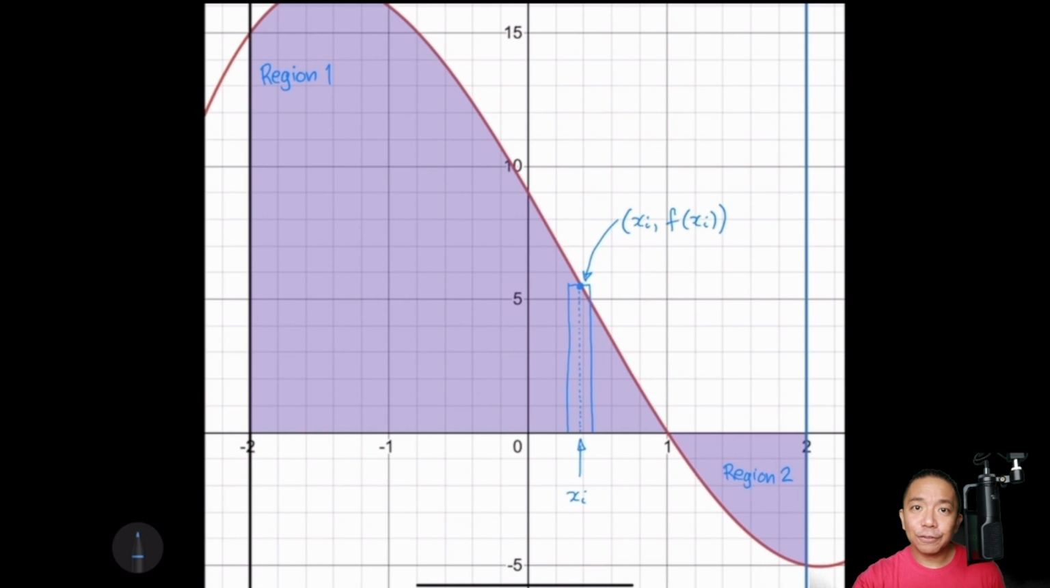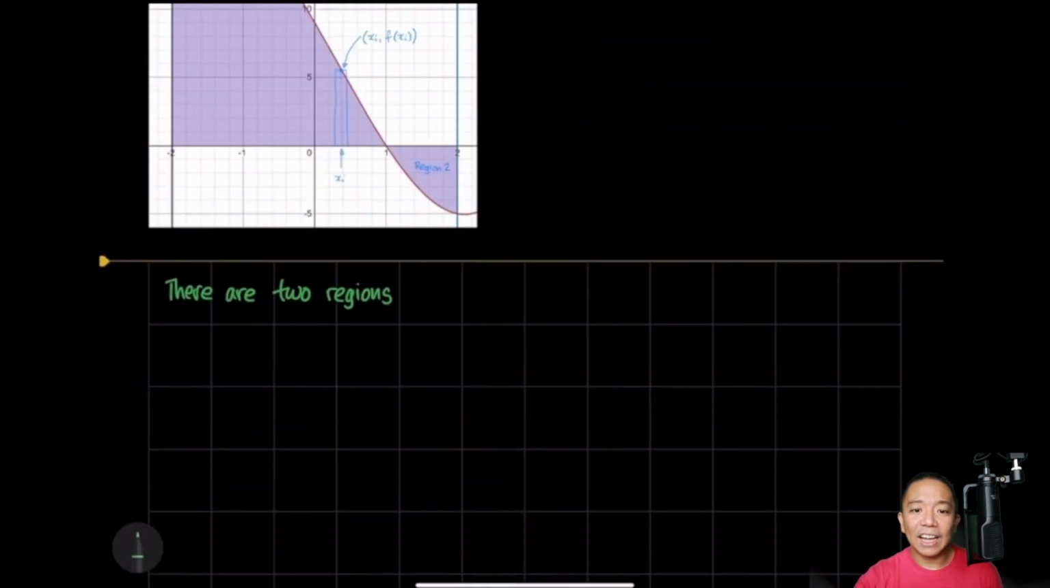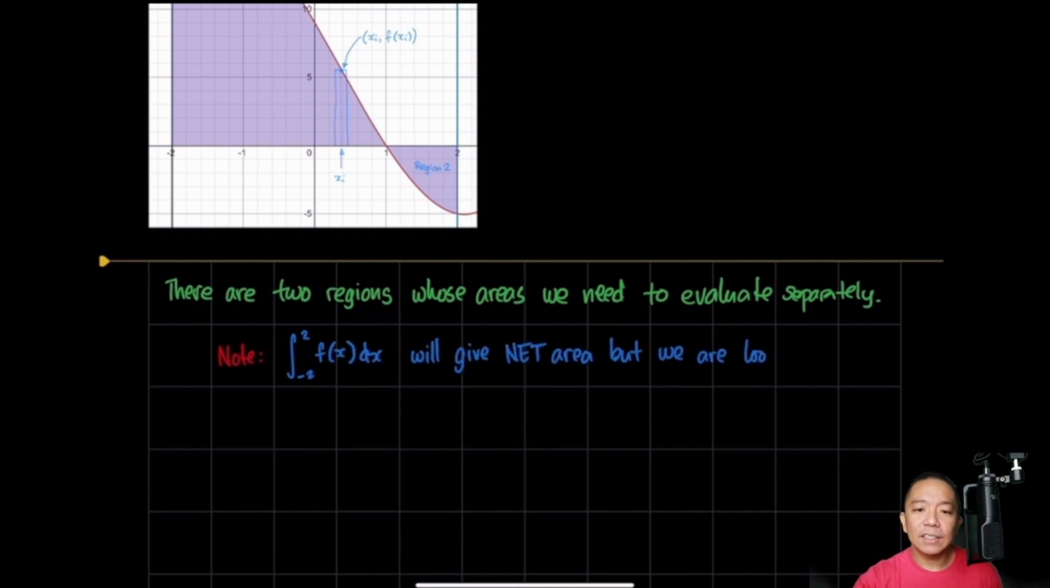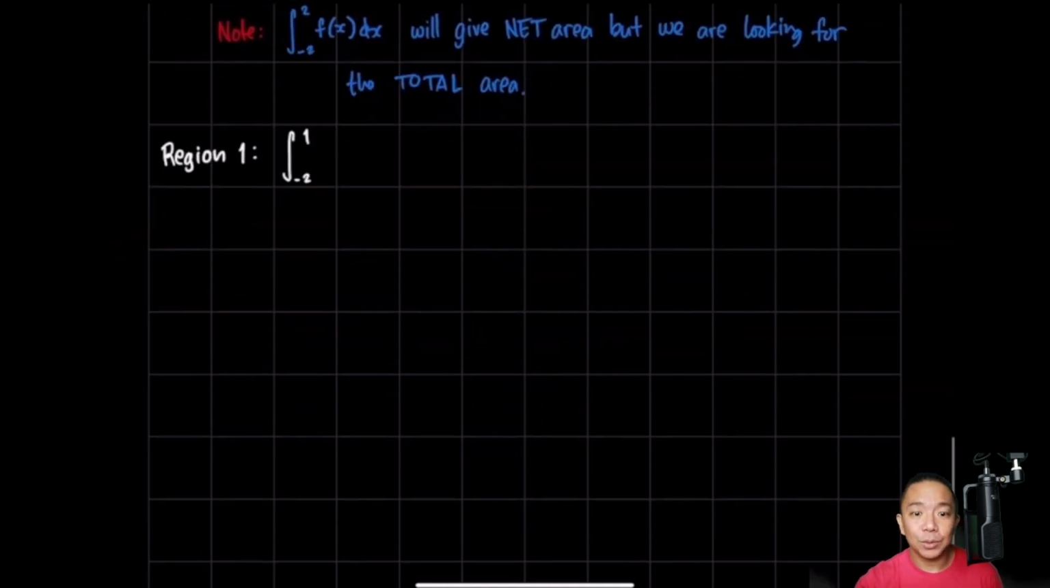But instead of taking the definite integral for the entire region, ang gagawin natin ay, since dalawa nga yung regions natin, e-evaluate natin yung definite integral for each region separately. So let's just note down that the definite integral from negative 2 to 2 will give the net area, pero yung total area yung hinahanap natin, like what we said kanina.